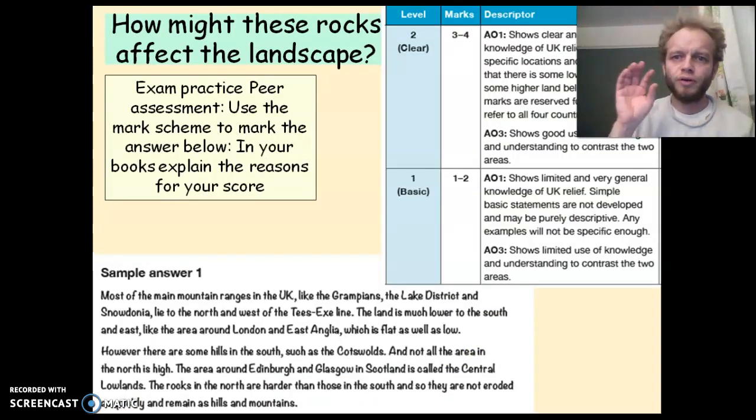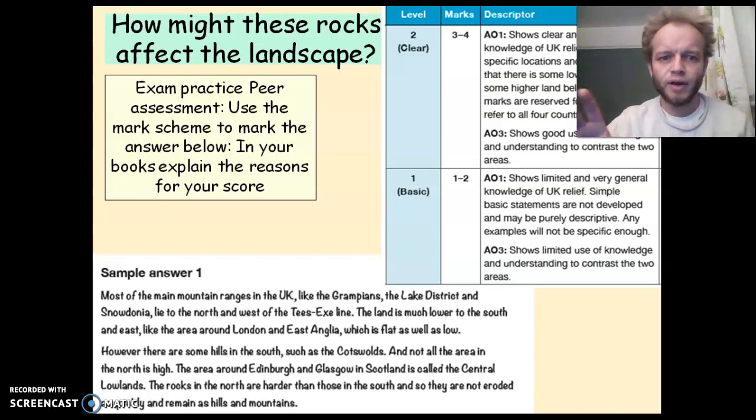So you've got your mark scheme on the right here, and then a sample answer at the bottom. I want you to pause the video, read through the sample answer, and then in your books explain what mark you would give sample answer 1. You might want to write down some annotations and think about the kind of things that they've done really well. Maybe think about the way that they could improve their answer, but think about what the mark scheme is asking for in that answer. Pause your video.